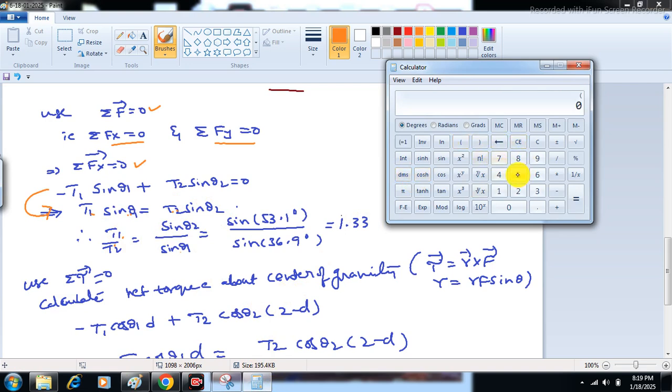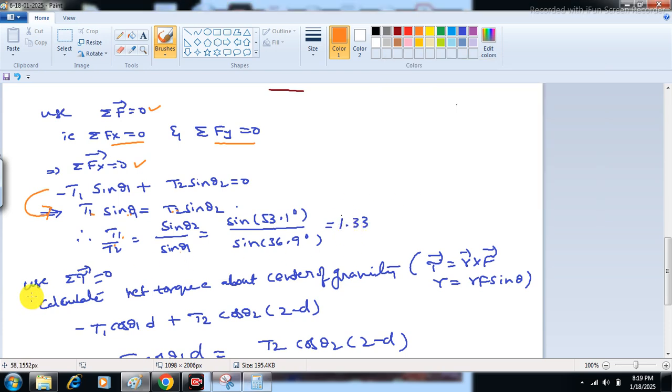Sin theta 2, that is 53.1, sin by 36.9 sin, that is equal to 1.3318 something, that is 1.33. Okay, use sigma tau equal to 0. Second condition, torque.